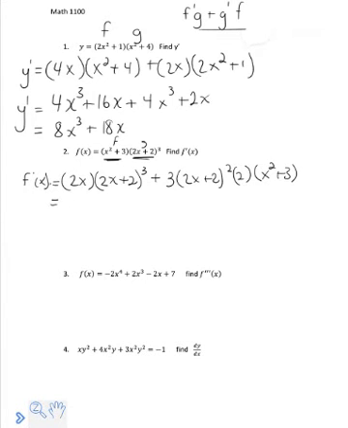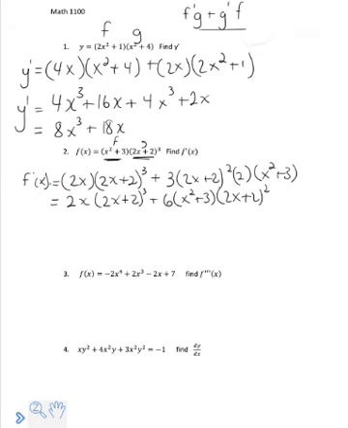Okay. So we have 2x times 2x plus 2 to the third power plus, if we combine some like terms here, we're going to have 6 times x squared plus 3 times 2x plus 2 squared.